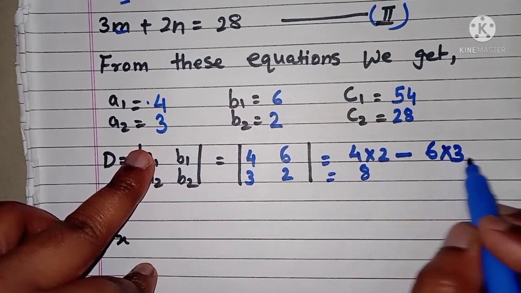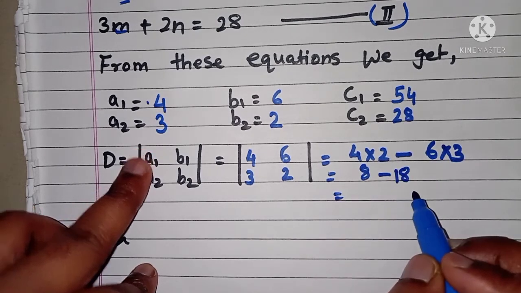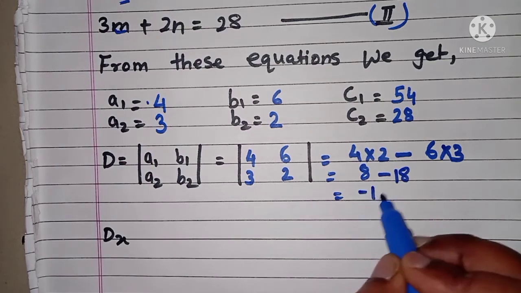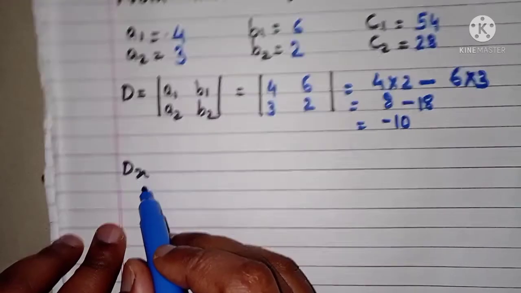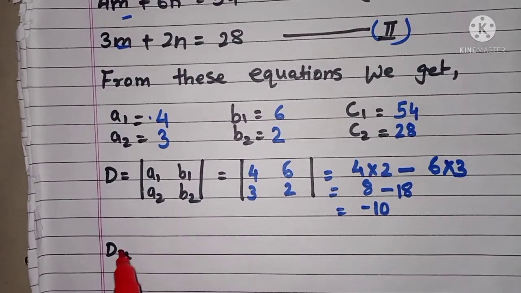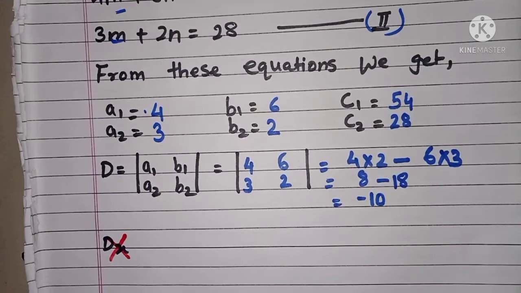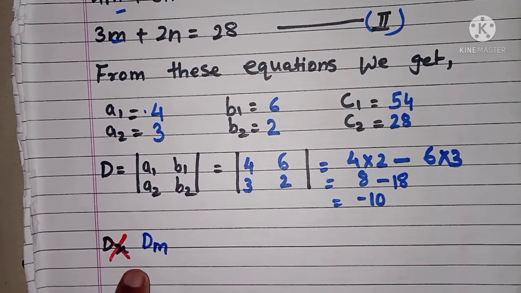8 6 3s are 18. Smaller number subtracting from bigger number, so it will become -10. Now dx. See, there you are mistaken. You will not write dx. You will write dm. Why?